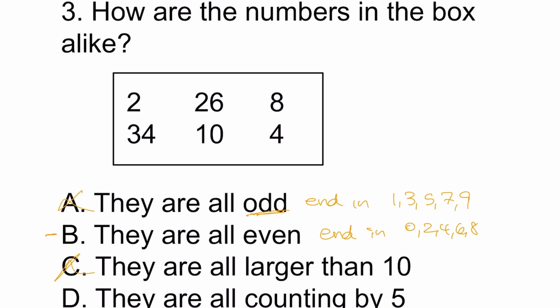And finally, for choice D, they're counted by 5s, which is not true, because if you count by 5s, that's a 5 times table, which means it ends in 0 or 5. And none of these, well, one of these numbers ends in 0, but other than that, that's it. So the best answer here will be choice B. These are all even numbers.